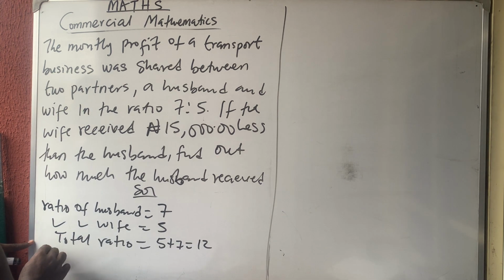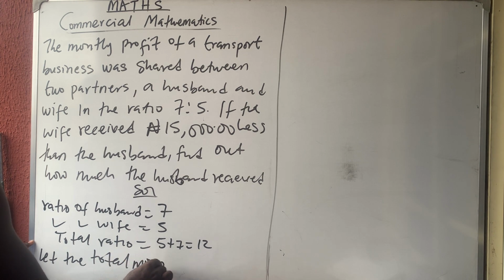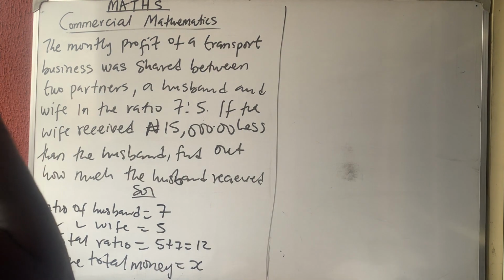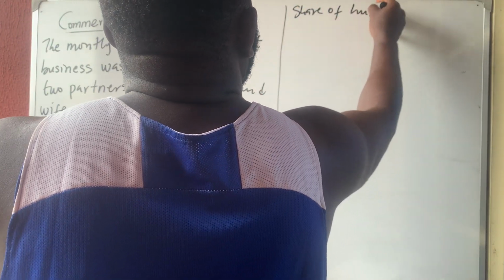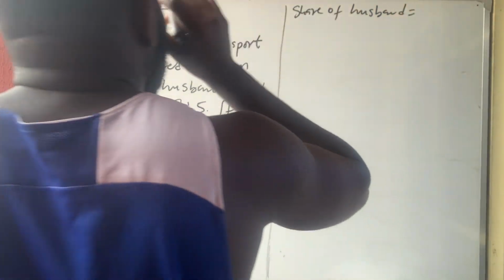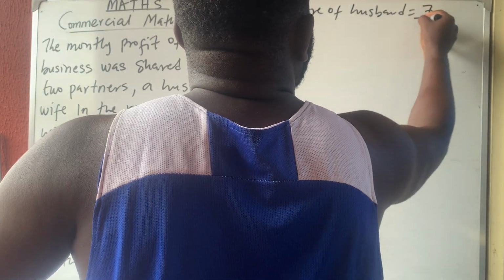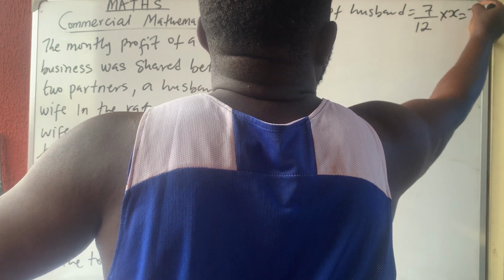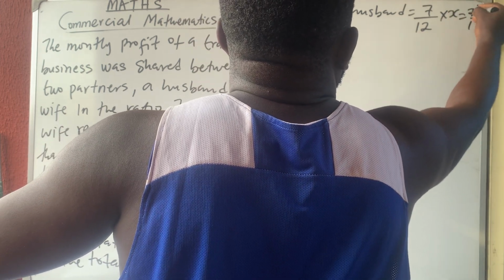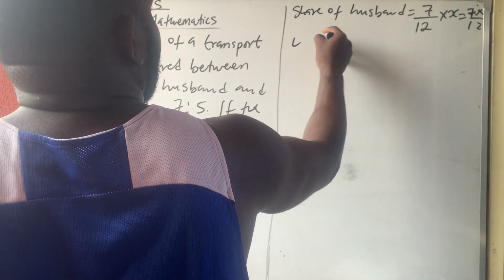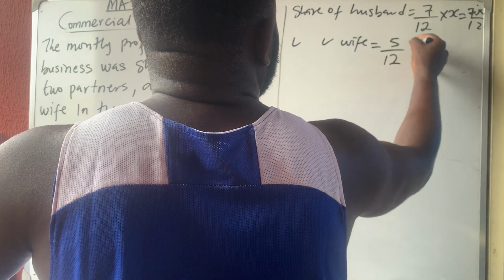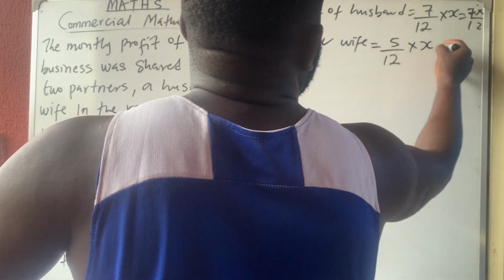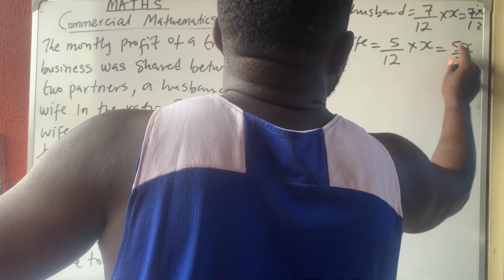So now you can say let the total money be x. So let us get the share of the husband. Share of husband is equal to the ratio of husband 7 over the total ratio 12 times x, which will give you 7x over 12. All right. So now the share of wife will be the ratio of wife 5 over the total ratio 12 times the total amount of money x, which will give you 5x over 12.